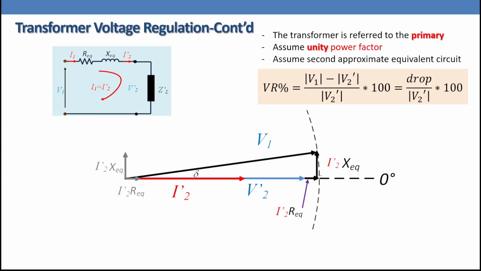So we are going to calculate the drop at this point, where the drop is I2 dash R equivalent. Very simple, because the angle phi is 0, so cosine 0 equals 1 and sine 0 equals 0. So the inductive drop will not be counted in this case. So the drop to calculate the voltage regulation is I2 dash R equivalent over V2 dash. That one is going to give us the voltage regulation.